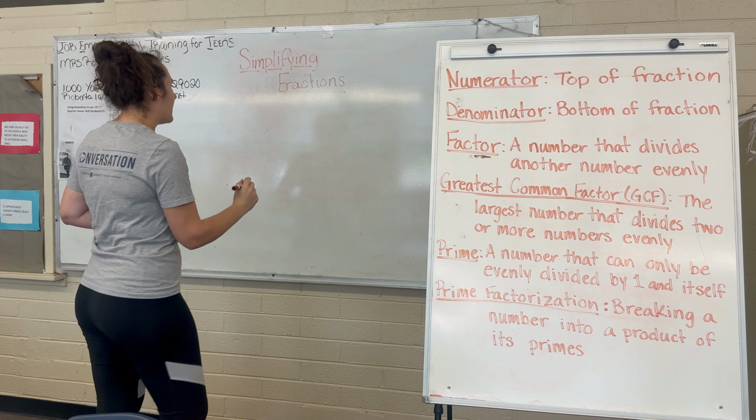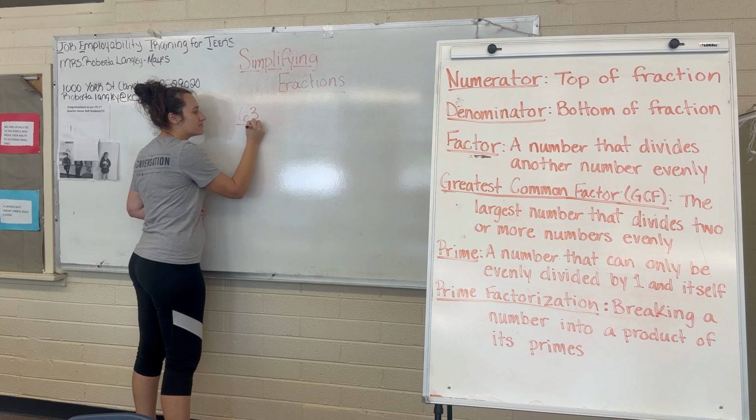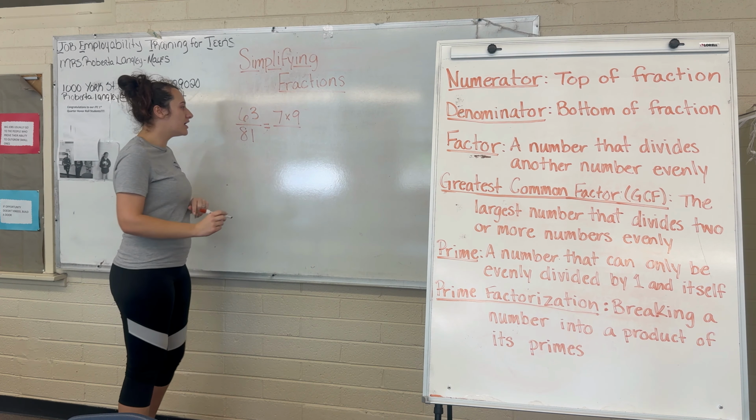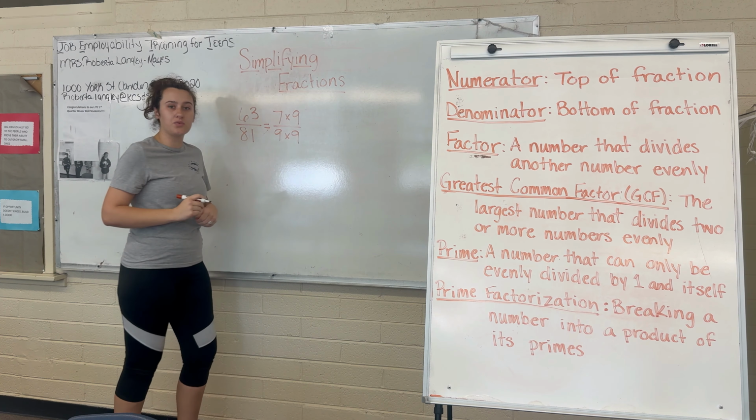Another one that we could simplify would be something like 63 over 81. Here, I know that 63 is a multiple of 9, so that means 9 would be one of its factors. 7 times 9 is 63. When it comes to 81, 9 times 9 is 81.